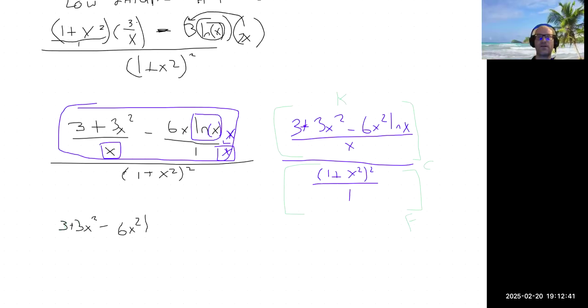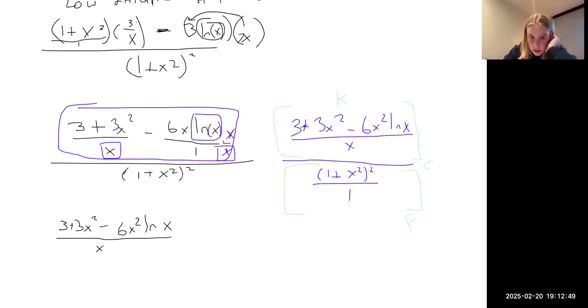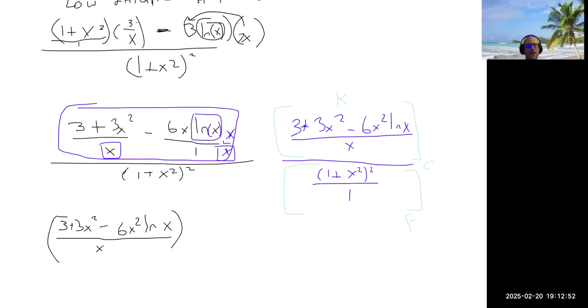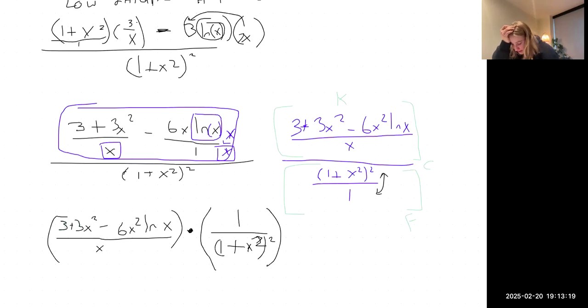x squared ln x divided by x. So far, so good, right? That's the keep. Hasn't changed anything on that. Now the change is going to be multiplication instead of division. And the flip is going to be, I'm going to take these and reverse them. So the 1 is going to go on the top now, and 1 plus x squared. I don't know that I would be able to do that on my own.